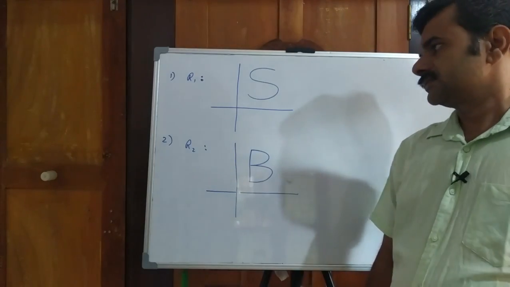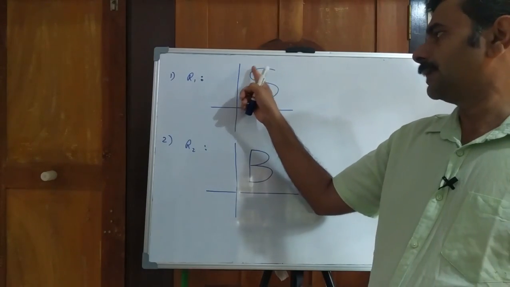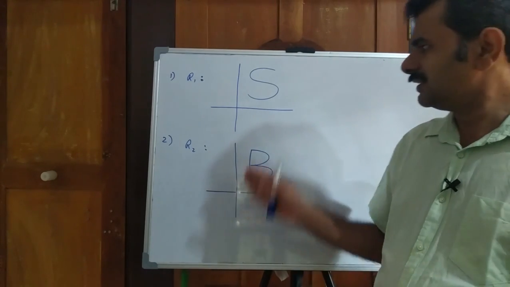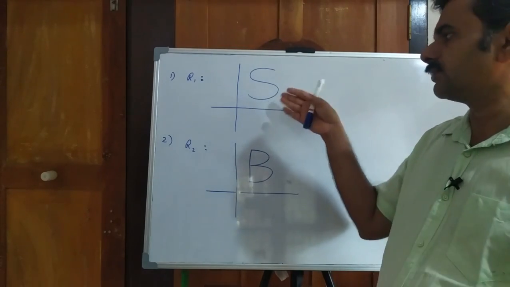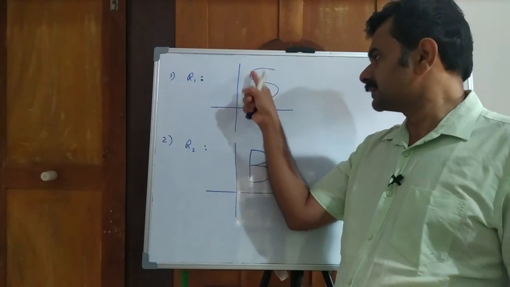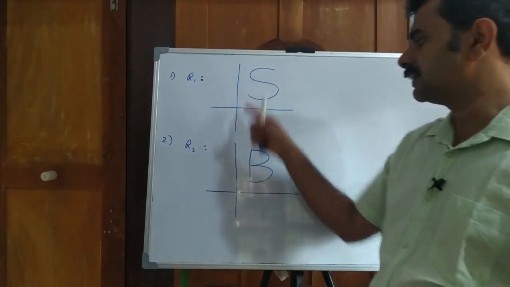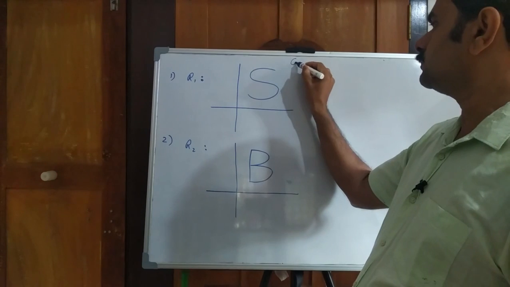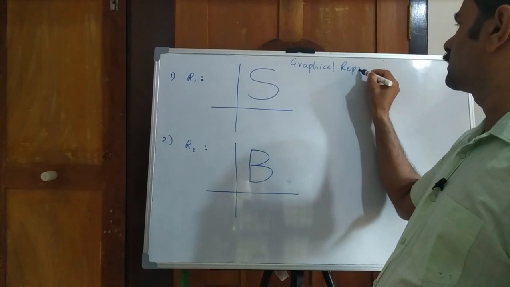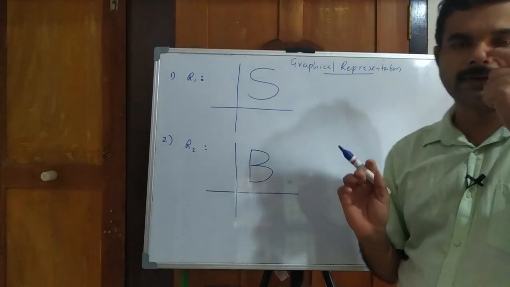Clear? See these graphs. There are two relations R1 and R2. It's English alphabet capital S. It is English alphabet capital B. Clear. Anyway, these two are graphs. Therefore, we say graphical representations of relations. We are expressing these alphabets in terms of graphs, isn't it? So they are what? Graphical representation.